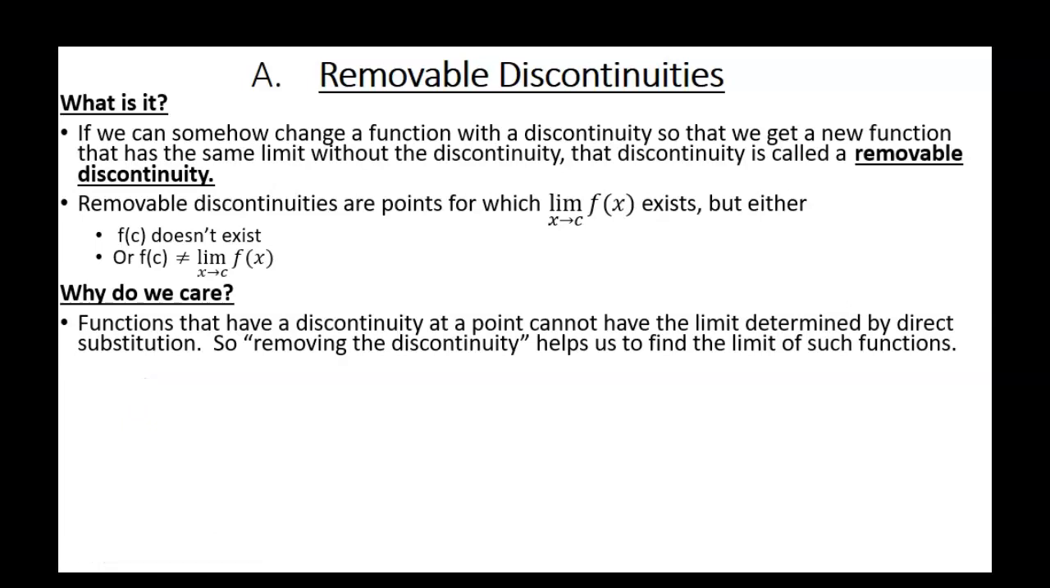We've only learned one way to find the limit of a function when we just have an equation: direct substitution. But direct substitution will fail with an example like x squared minus 1 over x minus 1, right? Now we can remove the discontinuity and then do direct substitution. So that's why we care about these. So how do we do this?